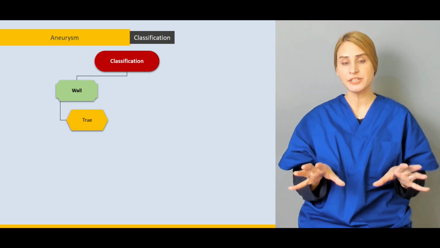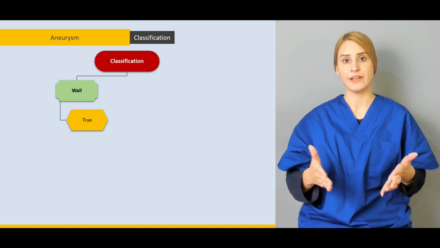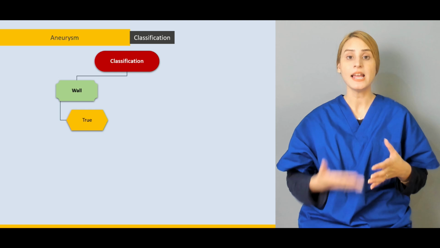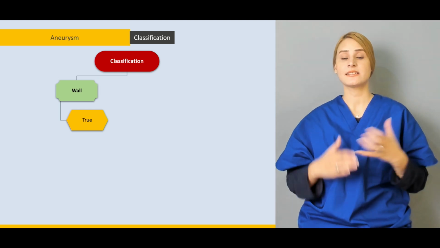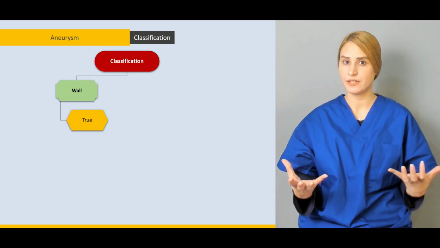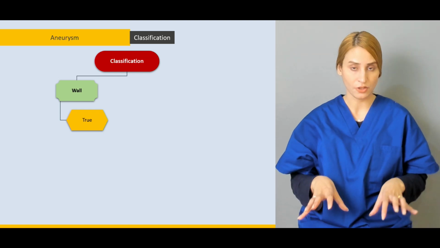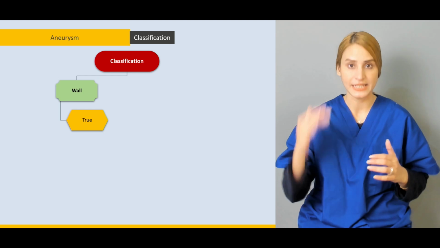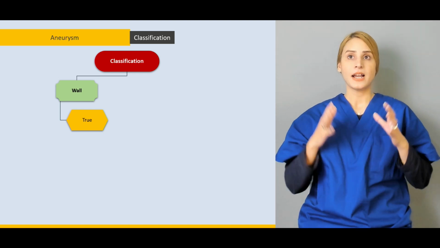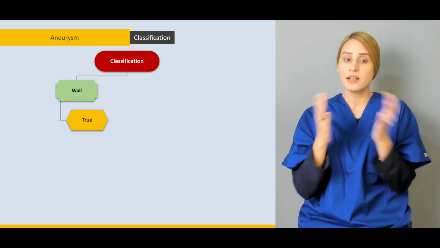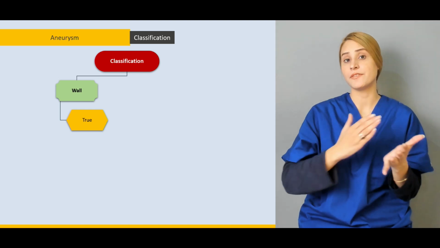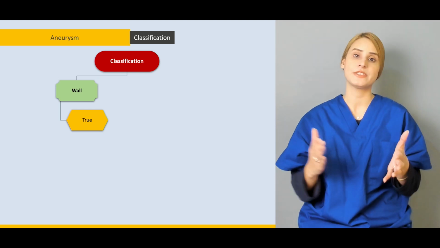So let me tell you here that out of all these three layers, intima, media, and adventitia, the adventitia comprises the fibrous connective tissue. So most of the strength of the wall depends upon the adventitia. So, because the aneurysm most of the time is because of the weakened wall of the artery.